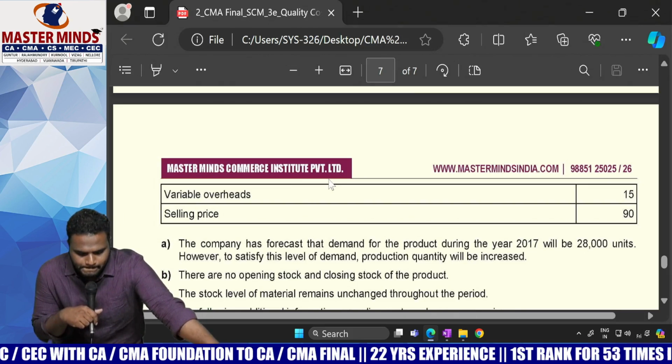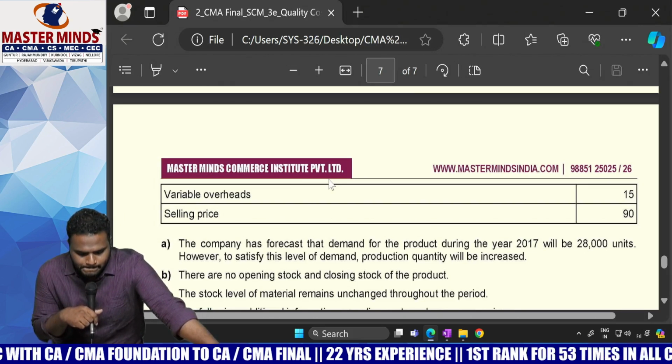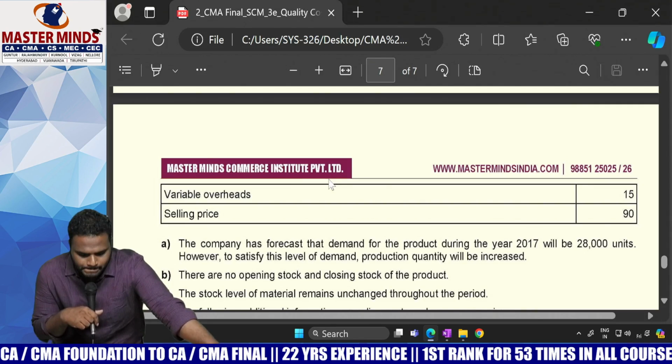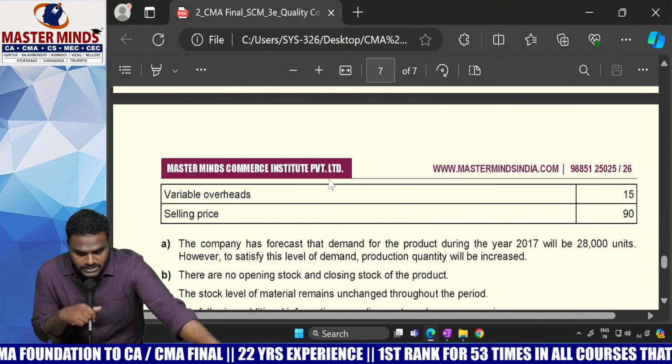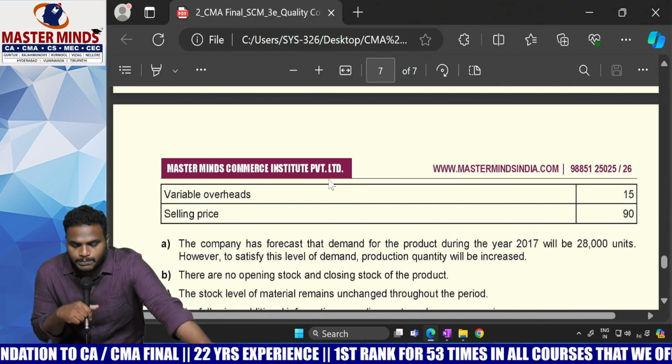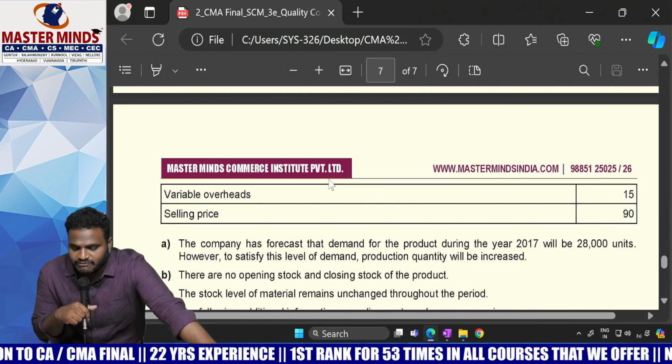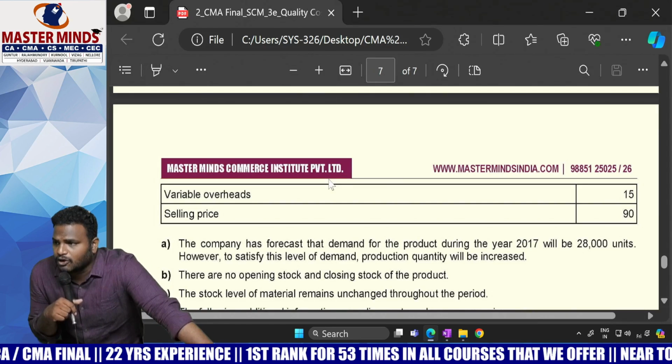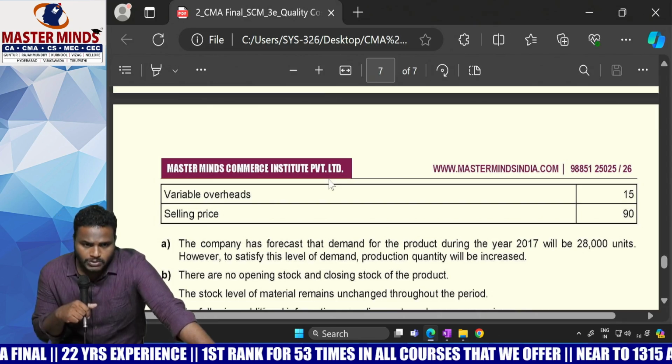The company has forecast that demand for the product during the year 2017 will be 28,000 units.